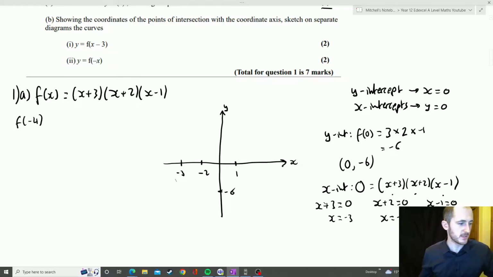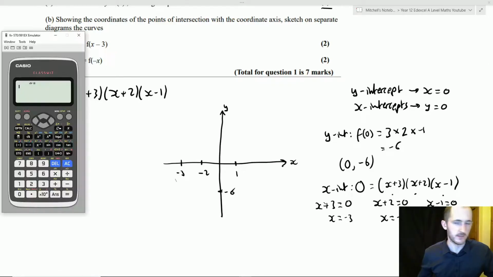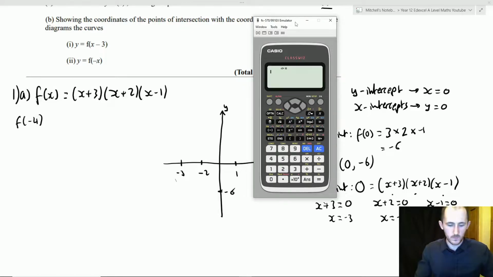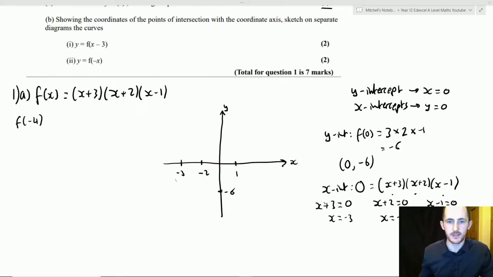If we just sub this in on our calculator to make it a bit quicker for us, we would have minus 4 plus 3. Then we have minus 4 plus 2. Then we have minus 4 minus 1. Which gives me minus 10, so it's negative. Okay? Which means I start from the bottom and go up. So we're going to go up. And what it does is it threads the needle like this.